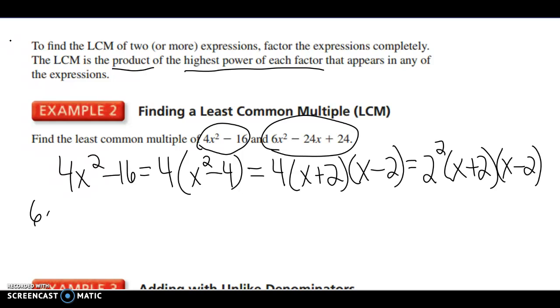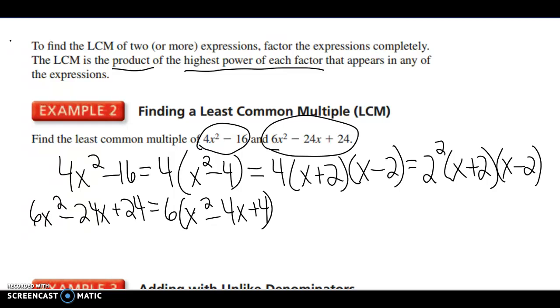So we're going to write 4 as 2 to the second power. Then I want to simplify 6x squared minus 24x plus 24. I can take out a factor of 6, and I'm left with x squared minus 4x plus 4. And then I can factor that to be 6 times x minus 2 all squared. And again, I want to factor and break apart the 6 to be 3 times 2. And then we'll have times x minus 2 to the second power.